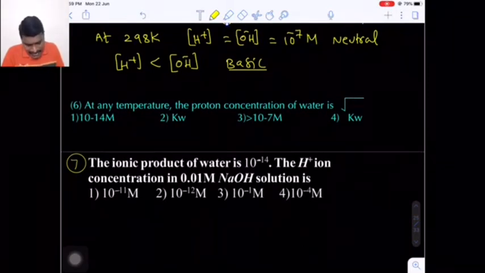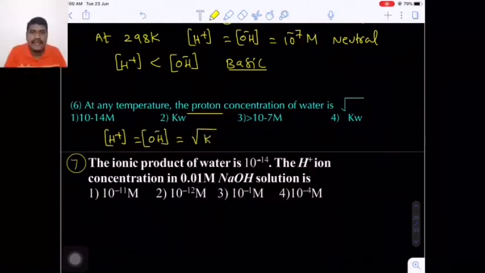At any temperature, the proton, that is the H plus ion concentration. In the last video, we completed the ionic product of water, that is the H plus ion concentration times the OH minus ion concentration. It will be equal to the under root of Kw. Answer will be the fourth option.